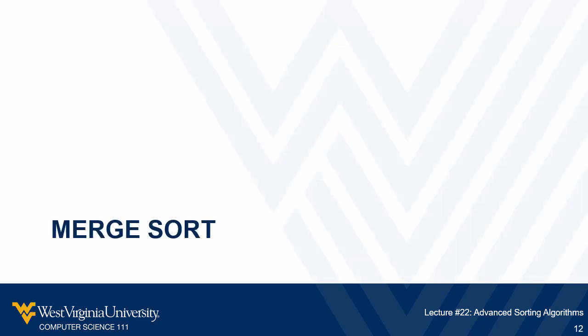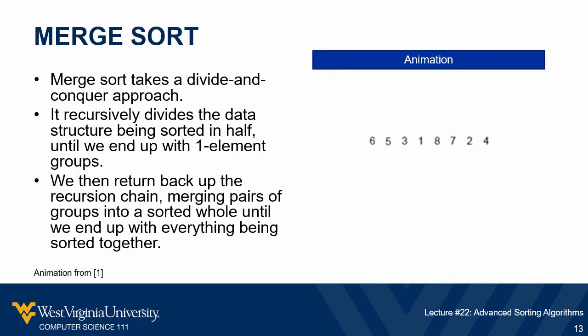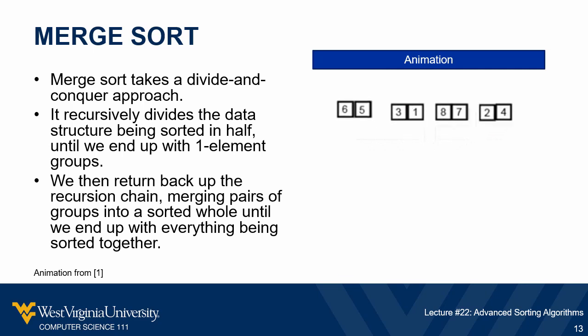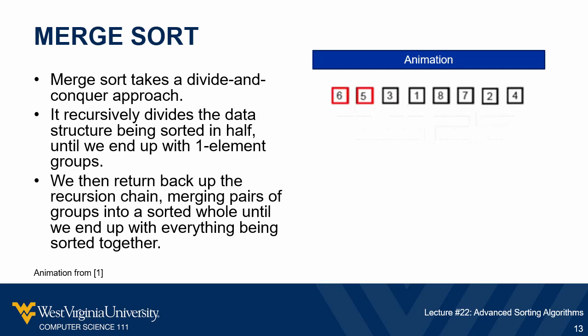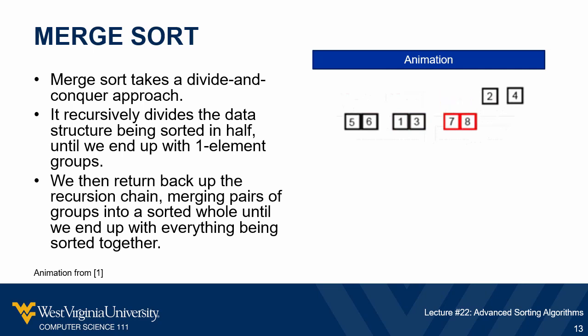The next algorithm that we're going to look at is merge sort. Merge sort takes a divide and conquer approach to things, as you can see with the animation shown on screen. What it does is it recursively divides the array that we're trying to sort in half. And note I said recursively. This is an algorithm that is normally going to be implemented using recursive methods, not iteratively.